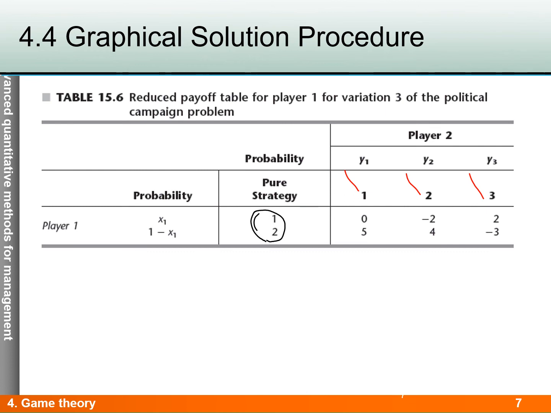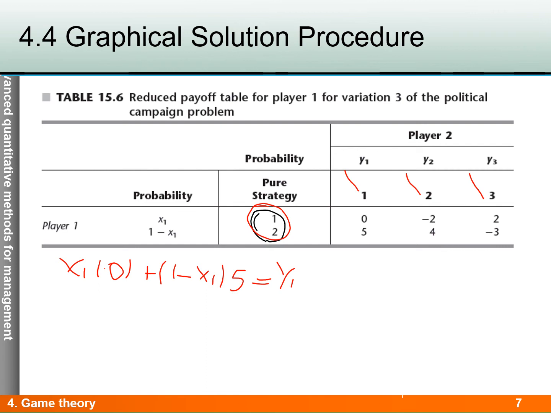I want to know what happens with these probabilities, the mixture of this probability 1 and 2, okay, while the player 2 selects strategy 1. It will be x1 multiplied by 0 plus 1 minus x1 multiplied by 5. It's equal to y1. Okay.